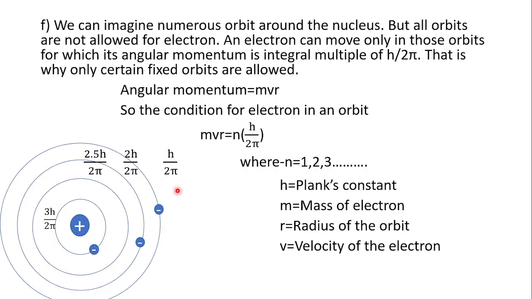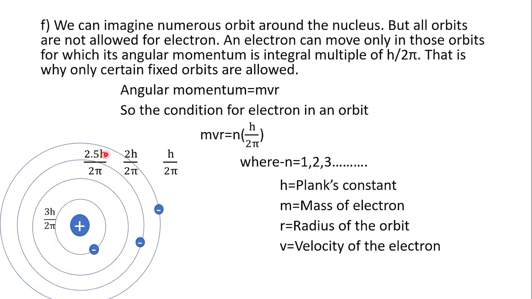See, first orbit h by twice pi, it is allowed because it is an integral multiple of h by twice pi, 1 into h by twice pi. Second orbit is also allowed because it is twice h by twice pi. It is also an integral multiple. So electrons can be present in this orbit also. But the third orbit, it is not an integral multiple of h by twice pi because it is 2.5 h by twice pi.